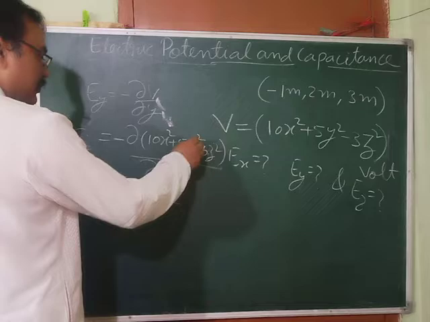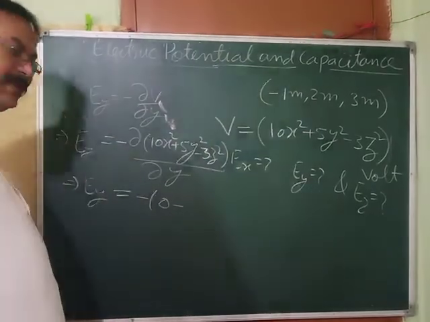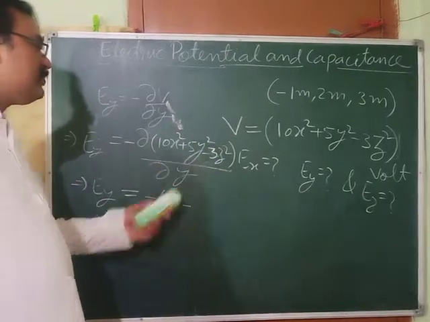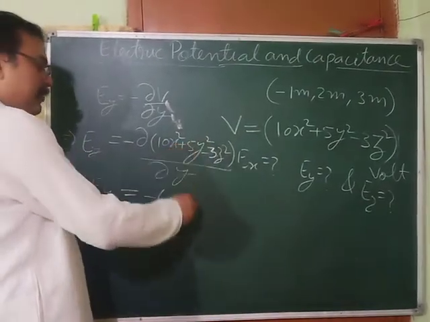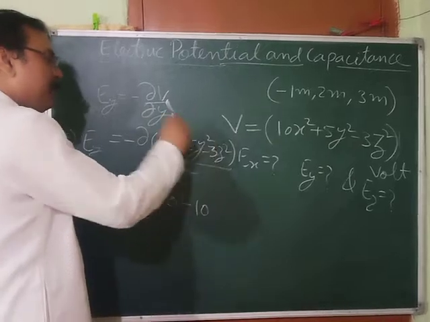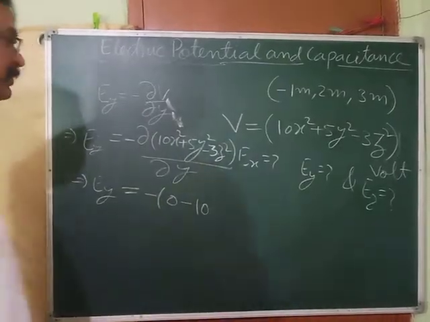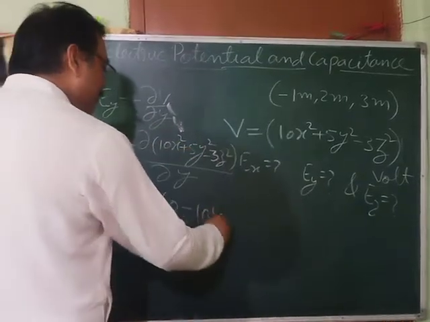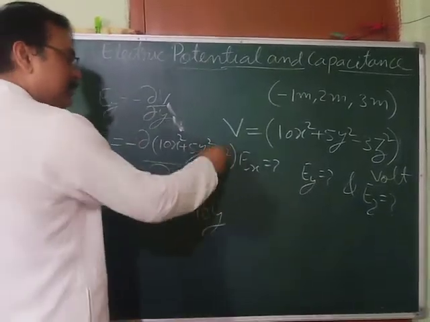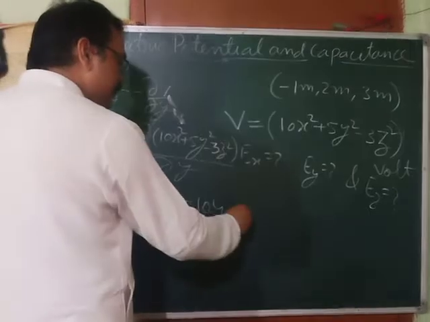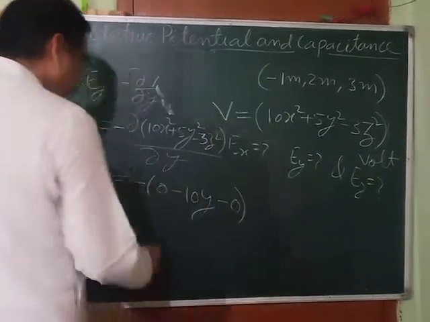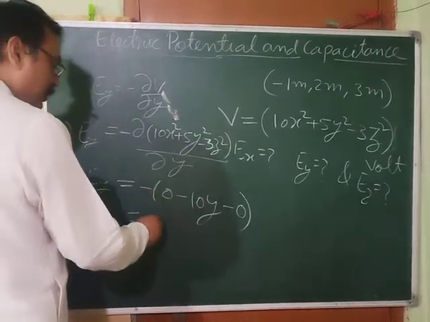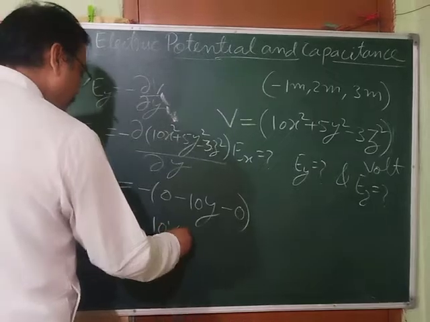What about this? Obviously y is there, so y is not constant because we are differentiating with respect to y only. So what is the differentiation of this? This 2 will get multiplied with 5, we will get 10, and the power of y will reduce by 1. So 2 minus 1 is 1, so only y will remain, not y square. Here no y is there, z is taken as constant, so we get 0. So what are we going to get finally? Minus 10y, and minus, we will get 10y. That is our Ey.